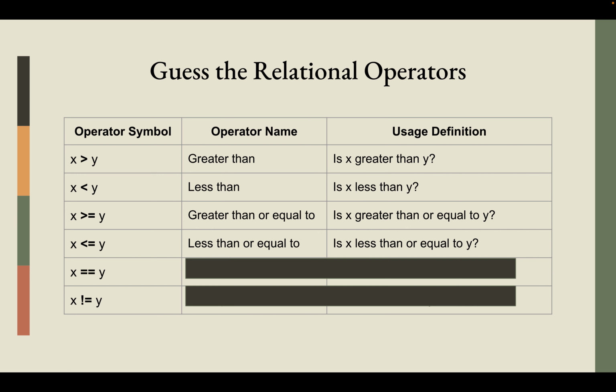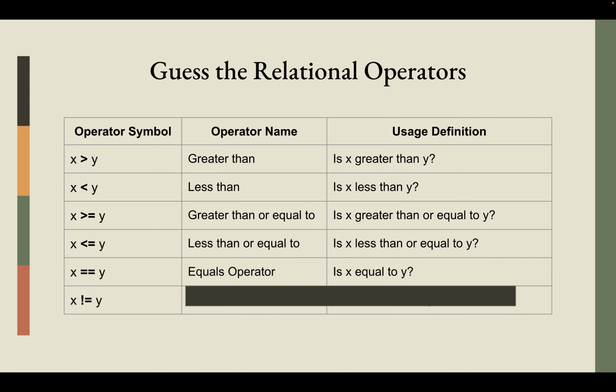This next symbol might be new. You wouldn't have seen this one in an algebra class. The double equal sign. That's just to signify the equals operator, is x equal to y? And I want you to think about why we couldn't just do x is equal to y. Why did we need 2 equal signs? It's because if we just did x is equal to y, that would be the assignment operator. So it would take whatever value is in y and it would assign it to x. So the reason why we need 2 equal signs is to distinguish from the assignment operator.